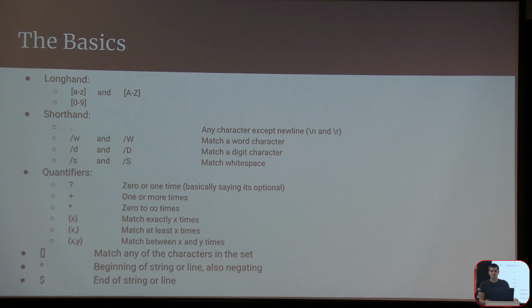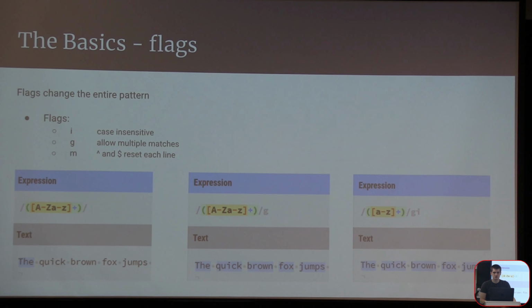Exact opposite with the $, that's going to match the very end. So let's say you're writing something for your code and you want to make sure everybody's ending their line with a semicolon. That's how you do it. Okay, so then flags, we already went over G, that's the global match.